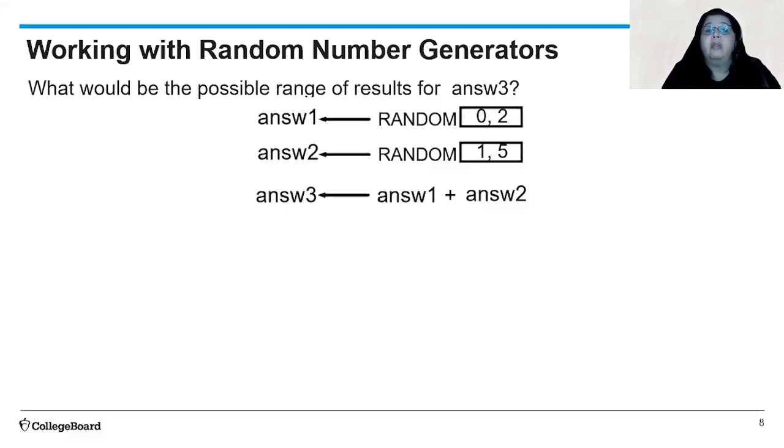Here we have answer 1. It's going to be assigned random 0 comma 2, meaning a possible number of 0, 1, or 2. For answer 2, the range is 1 to 5. What do you think the possible numbers could be? If you said 1, 2, 3, 4, and 5, absolutely correct. But answer 3 is being assigned the sum of answer 1 plus answer 2. What would be the possible range that answer 3 could be? Pause your screen and we'll be back in a second.